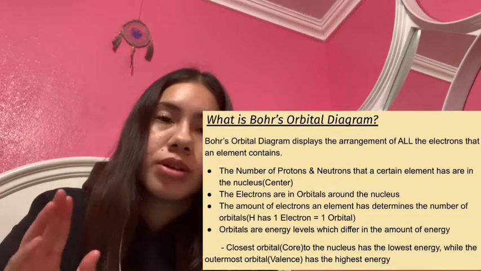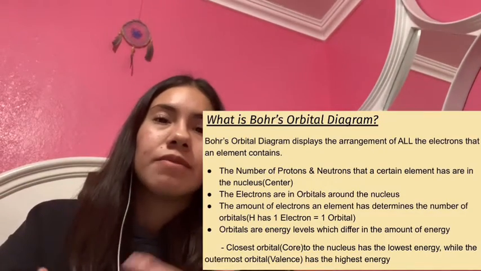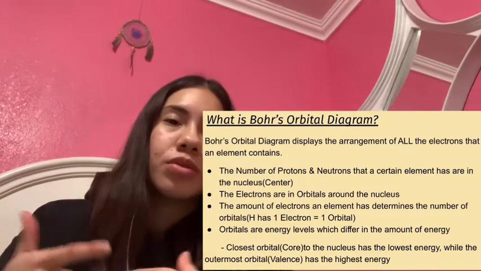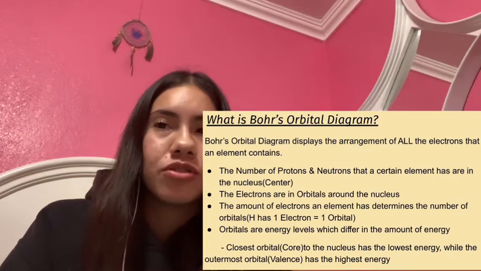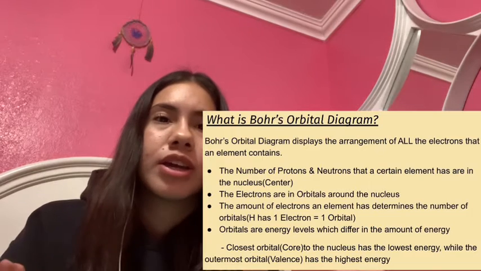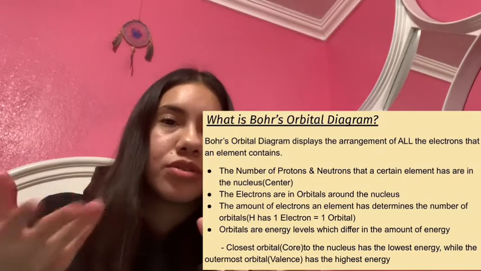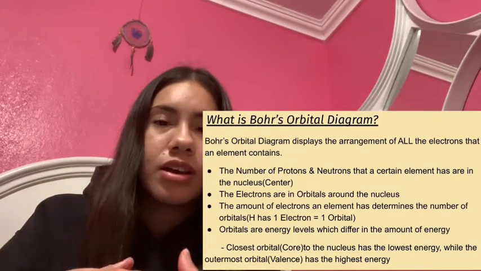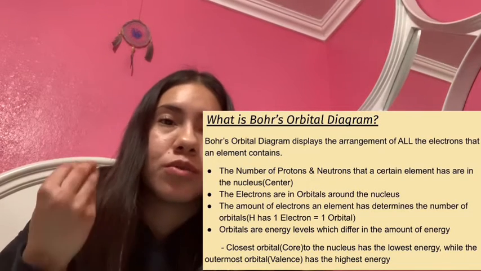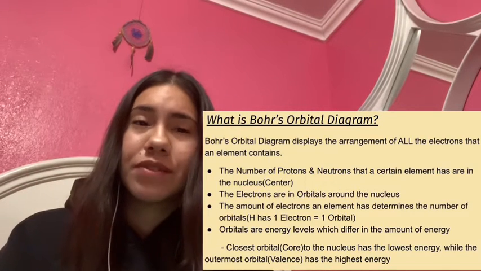And so I want to clear up some confusion that may come with this information. Just because an element might have 5 electrons, it doesn't mean it's going to have 5 orbitals. Or if an element has 20 electrons, it doesn't mean it's going to have 20 orbitals. I'll get into the amount of electrons that are in these orbitals, so the distribution of electrons. But I want to clear that up, that the number of electrons is not the number of orbitals that will be displayed in the diagram, if that makes sense.